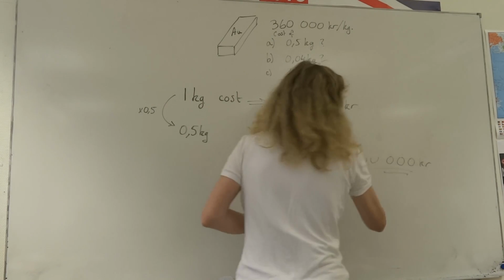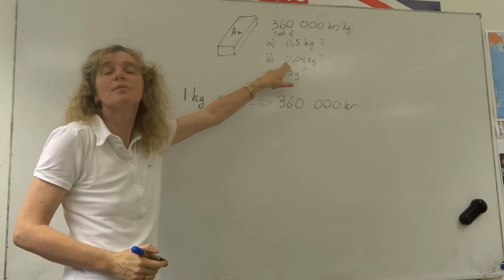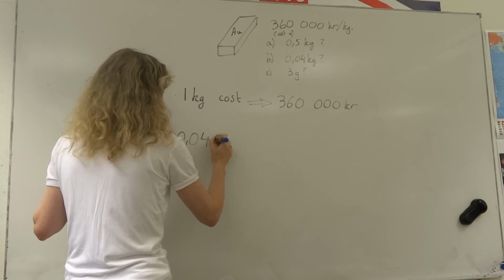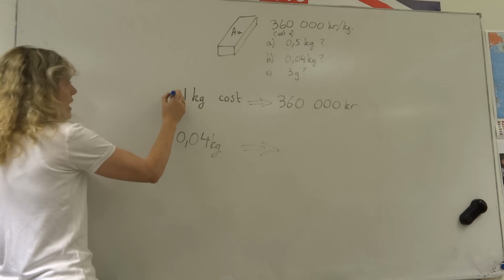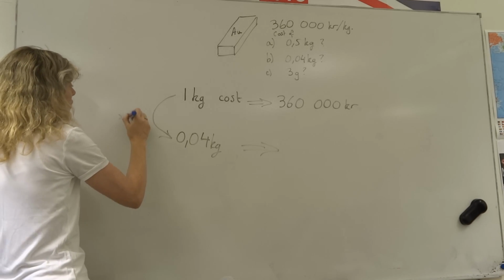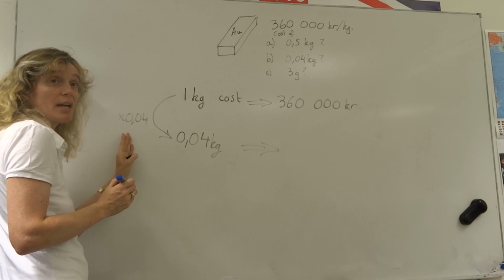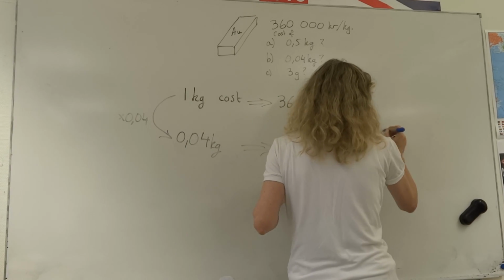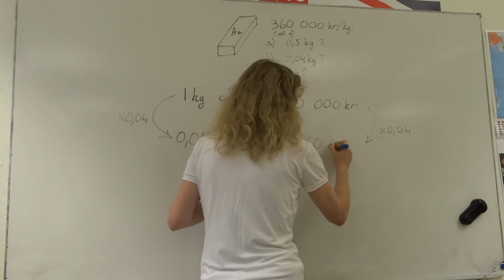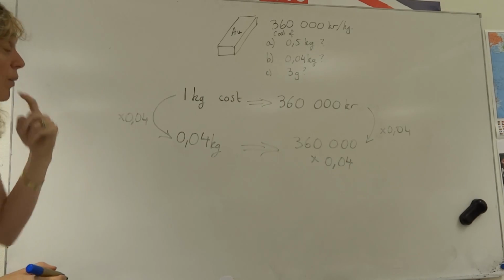Next part of the question was, what is 0.04 of a kilo? Well, we don't have 1 kilo anymore. We have now 0.04 kilograms. And the first thing we'd ask ourselves is, how can we go from 1 to 0.04 using multiply or divide? Well, we times 1 by 0.04. That will give us 0.04 as our answer. If we multiplied this side of the equation by 0.04, we do exactly the same thing to this side. So we know that the cost of this amount of gold would be 360,000 times 0.04.